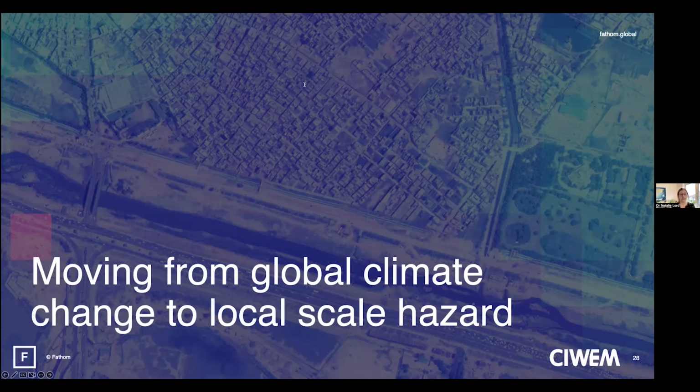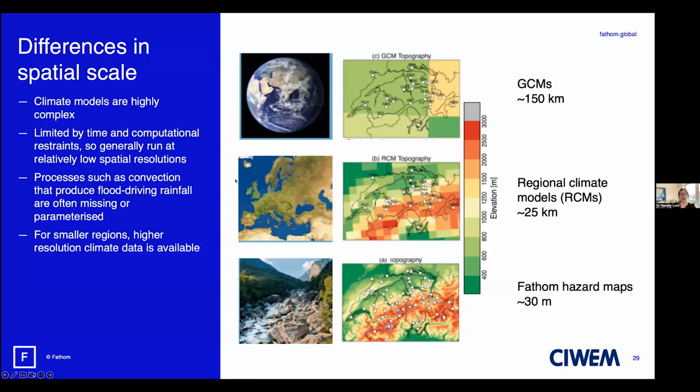Next slide, please. So climate models are really highly complex. They represent many different parts of the climate and Earth system. And as a result of this complexity, and particularly when run on a global scale, they require a huge amount of computing power and time. And this means, as Nans has mentioned, that they're often run at relatively low spatial and temporal resolutions, particularly when compared to the kinds of resolutions required for impact and risk modelling.